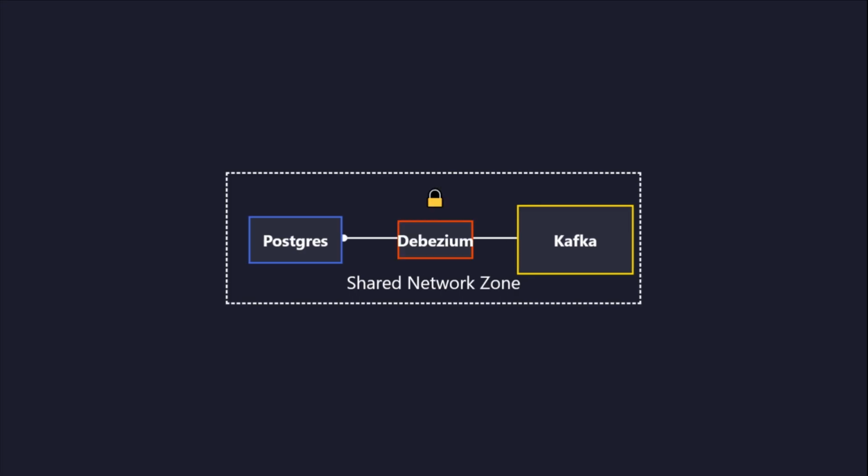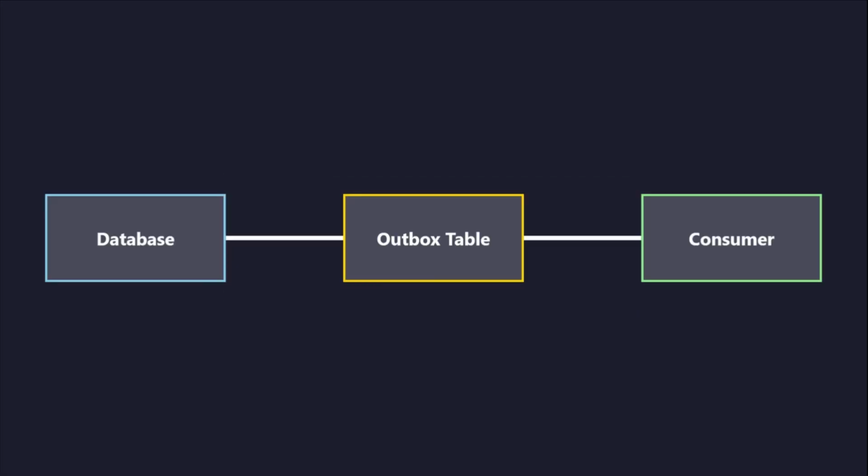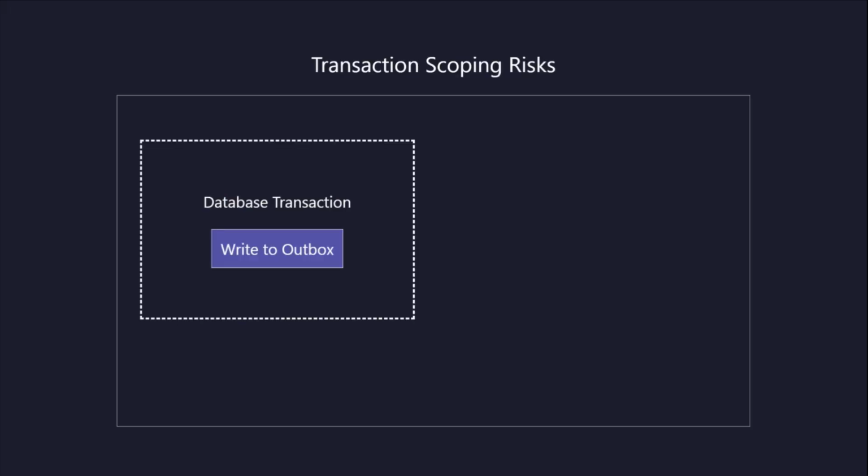Use encrypted connections to protect the data stream as it moves between the database and the message broker through the Debezium connector. Remember that while the Outbox write is atomic, the overall system is eventually consistent. There is a small delay between the database update and the message arrival at the consumer, which must be accounted for in your application design and user experience.